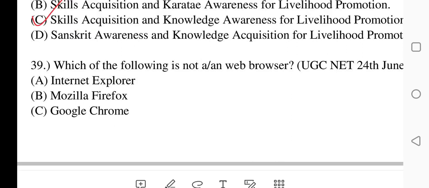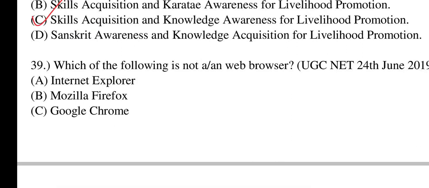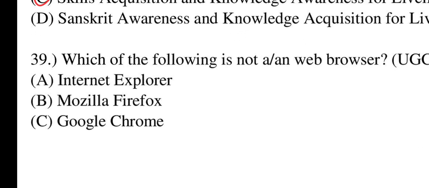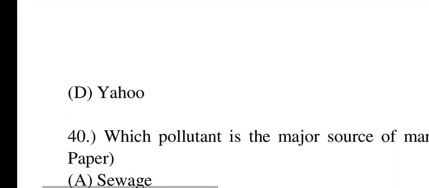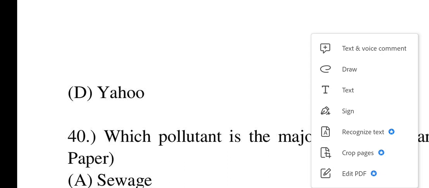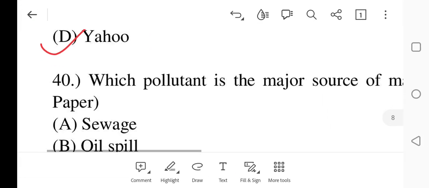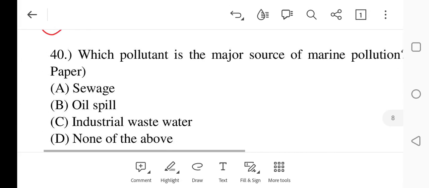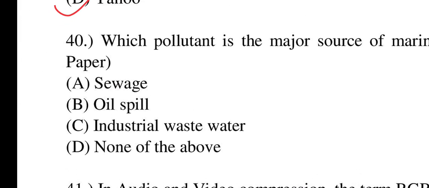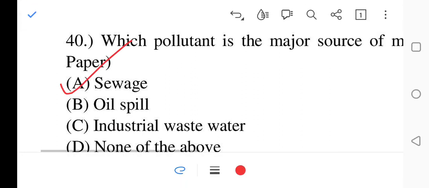38, number C will be correct, skills acquisition and knowledge awareness for livelihood promotion. Number 39 is saying which of the following is not a web browser? Internet Explorer, Mozilla Firefox, Google Chrome, Yahoo. 39, D will be correct, Yahoo. 40 is saying which pollutant is the major source of marine pollution? A, B, C, D: sea waste, oil spill, industrial waste, none of the above. For 40, sea waste, number A will be correct.